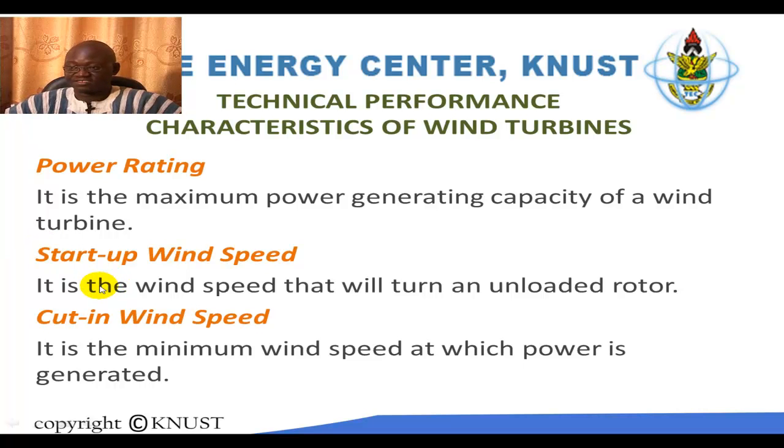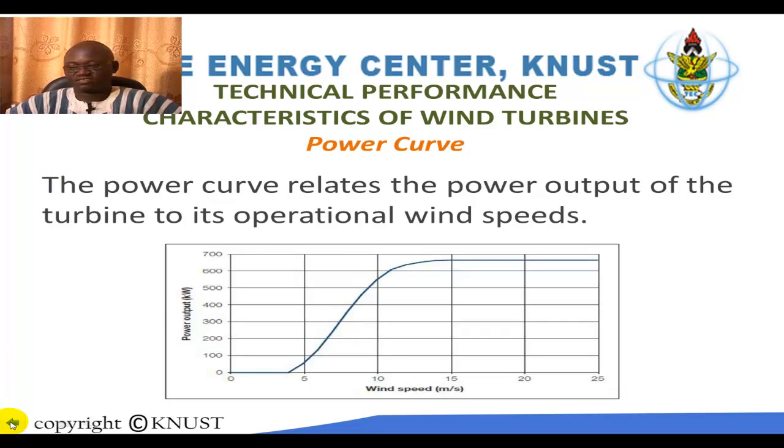We have the startup wind speed. The startup wind speed is the wind speed at which the rotor starts to turn, that is when the wind turbine is not connected to any load. The wind speed that will cause the turbine blades to start rotating, that is the startup wind speed. And then we also have the cut-in wind speed, which is the minimum wind speed at which power is generated from a wind turbine.